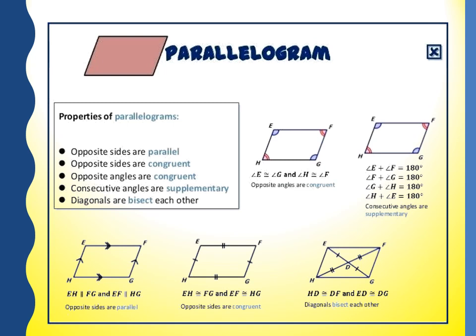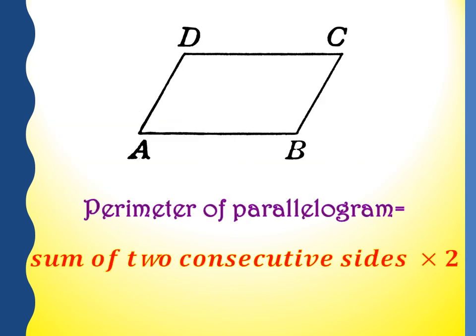In the parallelogram, each two opposite sides are equal and parallel. Each two opposite angles are congruent. Each two consecutive angles are supplementary, and the diagonals of the parallelogram bisect each other. About the perimeter of the parallelogram, like the perimeter of the rectangle, it is the sum of two consecutive sides multiplied by 2.